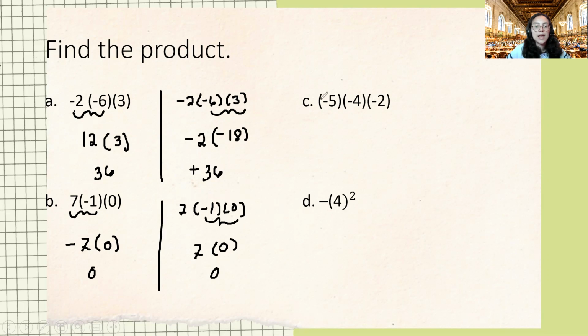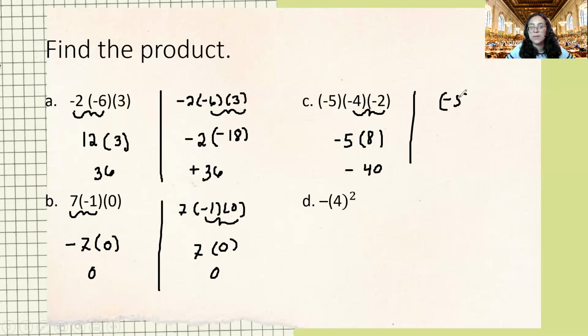Okay? For C, I have -5 times -4 times -2. So I am going to begin over here. I'm going to multiply -4 times -2. Because it's a negative times a negative, I know my answer is going to be positive, and it'll be an 8 because 4 times 2 is 8. Then I'll bring down my -5. -5 times 8, well, that is going to give me a negative answer because a negative times a positive will give me a negative, and 5 times 8 will give me 40. So that's my answer.